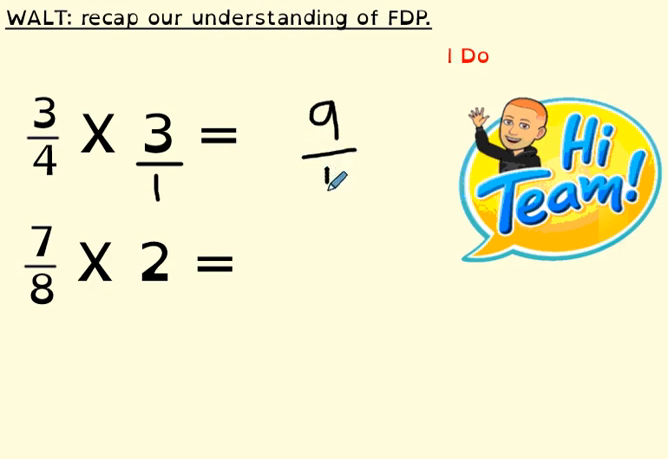That's my improper fraction. If I have 9/4, how many wholes can I make if each whole is made up of 4?